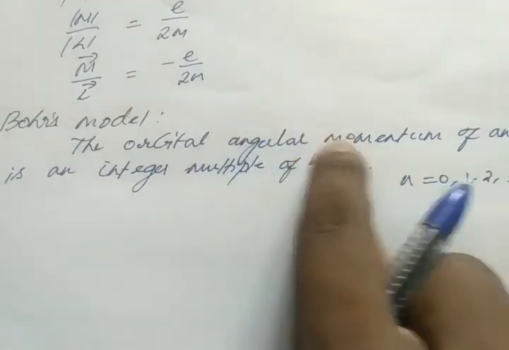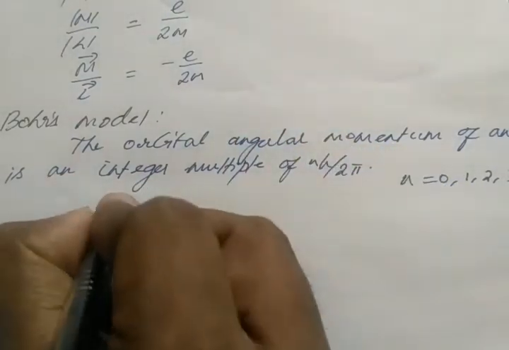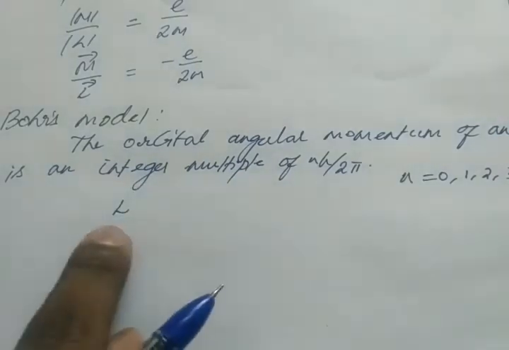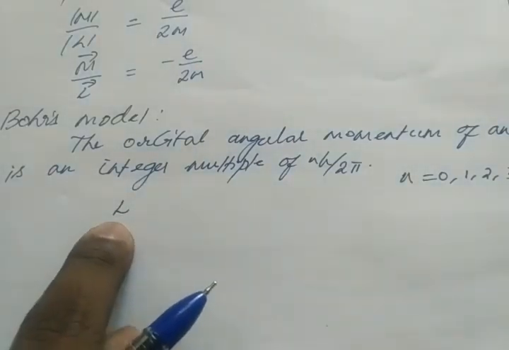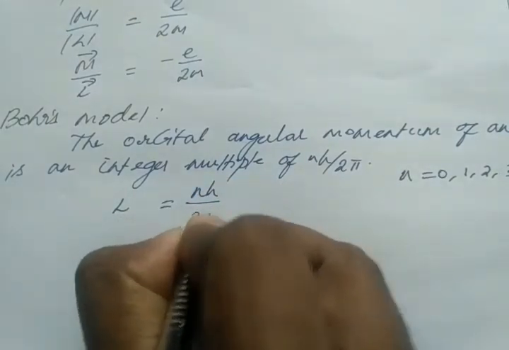So the orbital angular momentum of an electron. What is orbital angular momentum? That is nothing but L. This orbital angular momentum of an electron will be equal to nh by 2 pi.